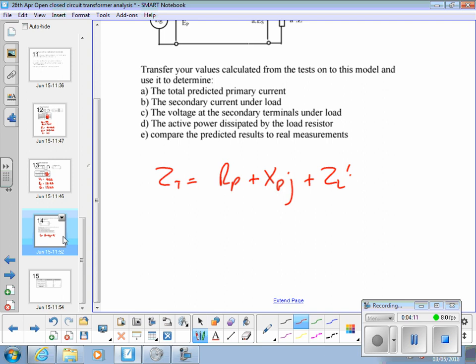Okay. Yeah. I'll do it up here. ZL dash is A squared ZL, 1.62 squared times 546 equals... Let's go with that. Have you rounded that up or not? Yeah. Okay, we'll round that to 1433.